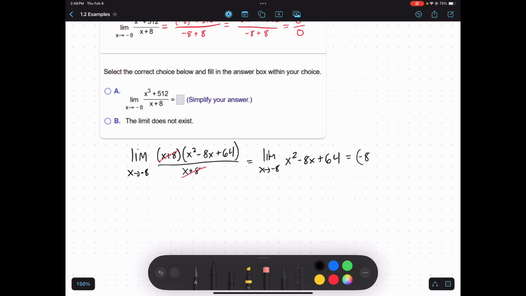So I get negative 8 squared minus 8 times negative 8 plus 64. Negative 8 squared is positive 64. Minus 8 times negative 8 gives me a positive 64. And then plus another positive 64. Woo, what is 64 times 3? I get 192. So the limit does exist, and it's equal to 192.